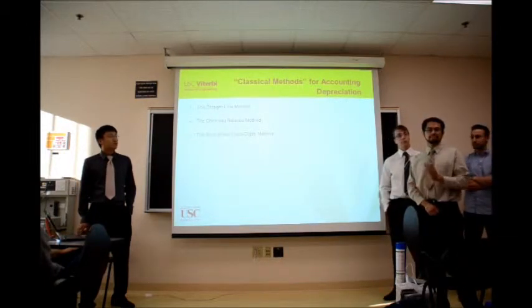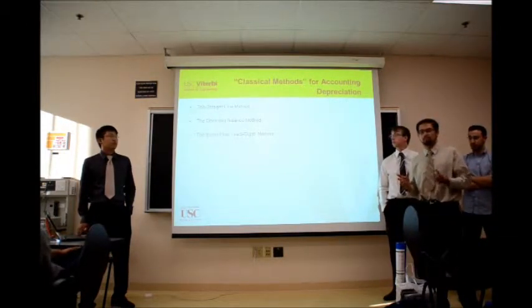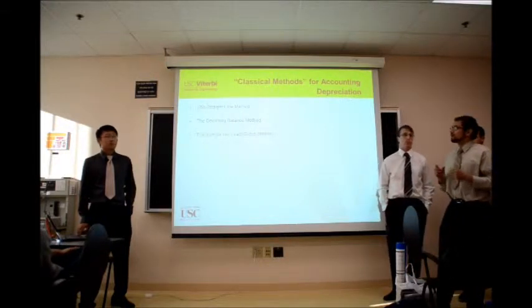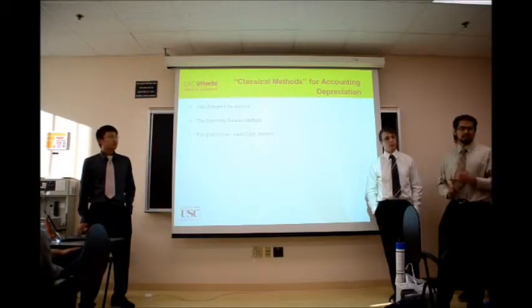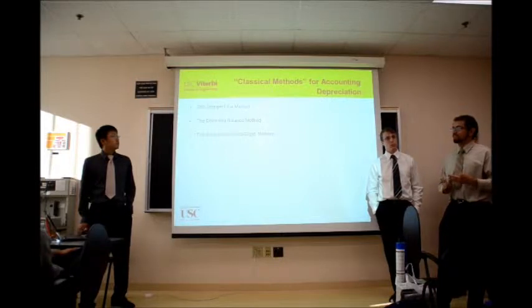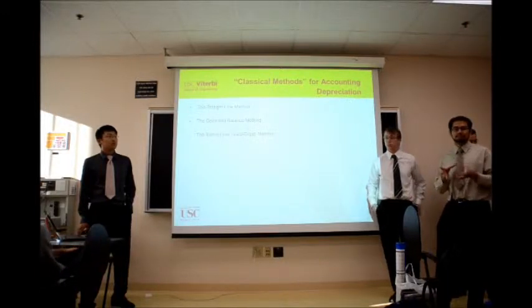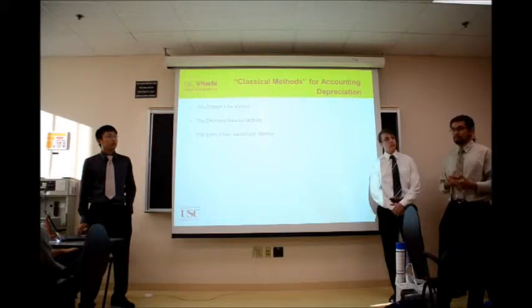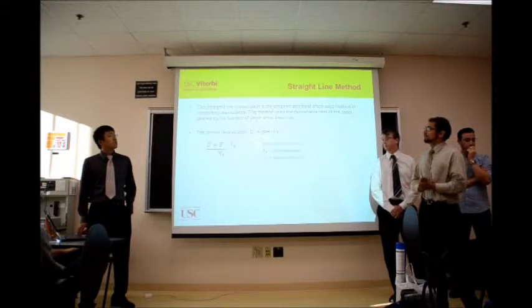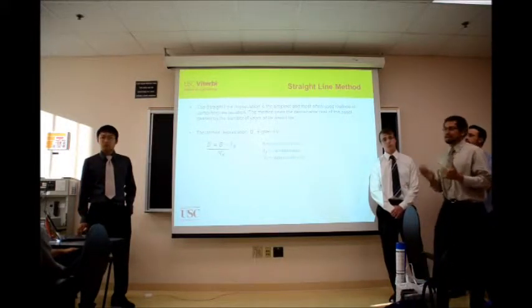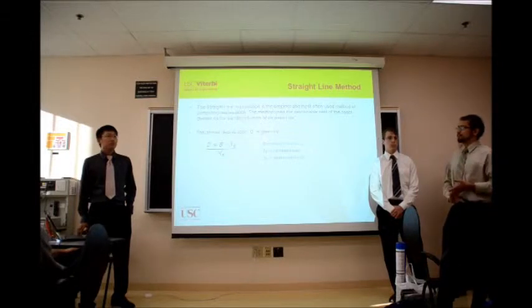The first set of methods that we'll be discussing are the classical methods, and they are the straight line method, the declining balance method, and the sum of the years digits method. They're called the classical methods because they were used with the tax code if the equipment was placed into service before 1981. Now, the straight line depreciation method is the simplest and the most often used method to compute depreciation.